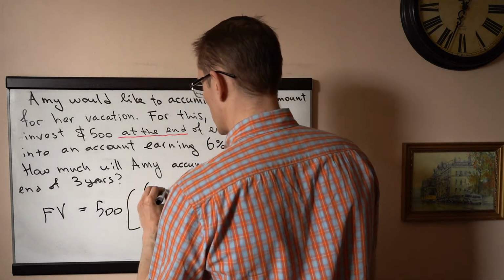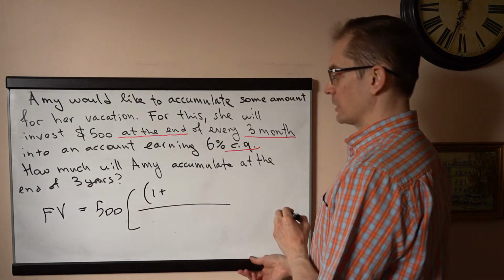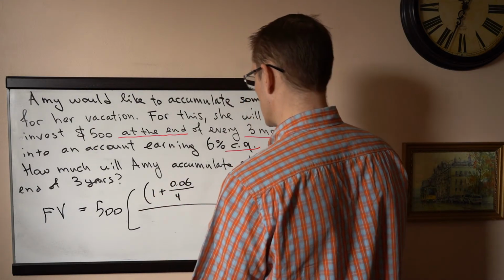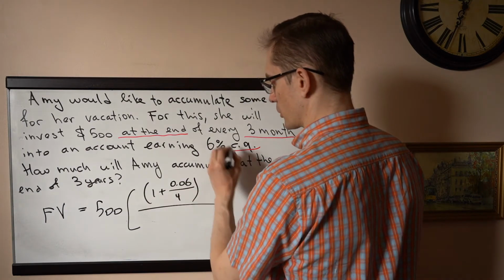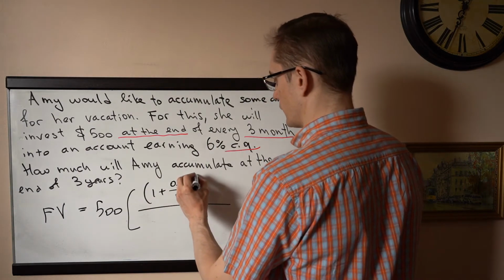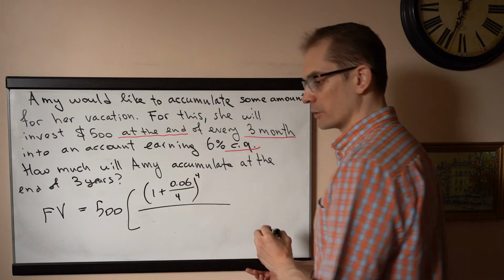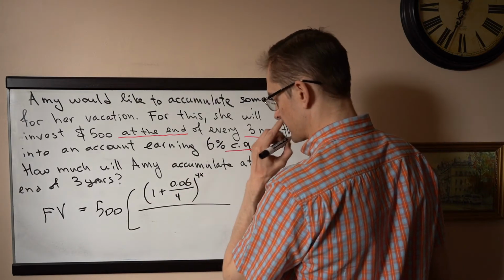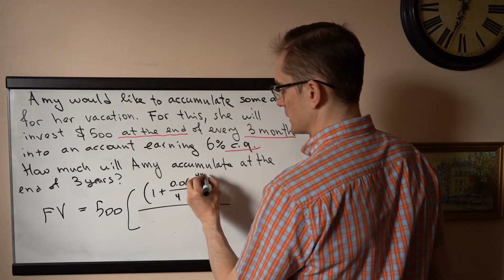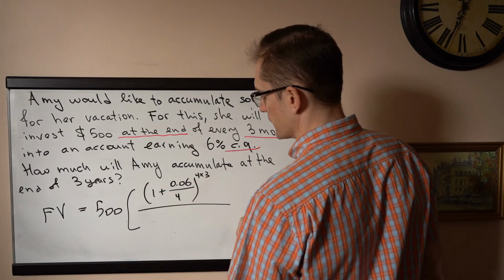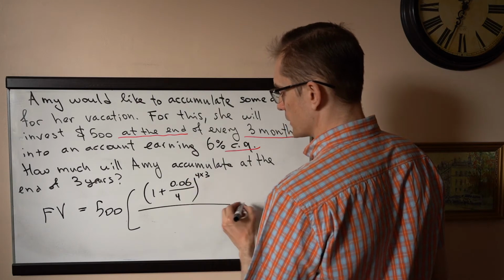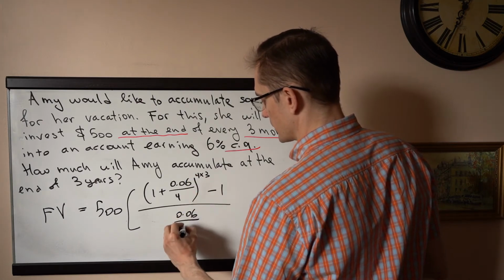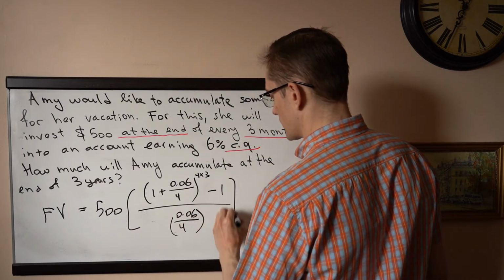Then we have 1 plus i. So i is going to be 0.06 divided by 4, because that's a quarterly rate. So now we have n, the total number of payments. That's the term. So 4 times 3, because there are 3 years. So we have 12 quarters in total, minus 1, over 0.06 divided by 4.